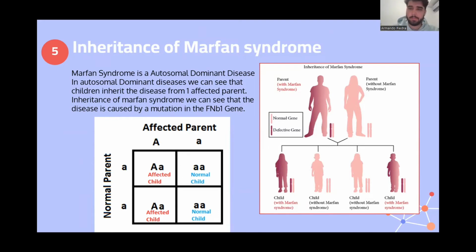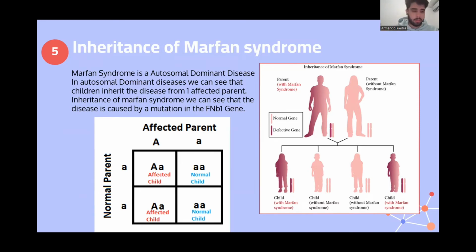Here we see a small pedigree just showing you the basics of everything. We see that a parent is affected, the dad is affected, and the mom is unaffected. They ended up having 2 children with Marfan syndrome and 2 children without. This is the average that we would get, a 50-50 average.